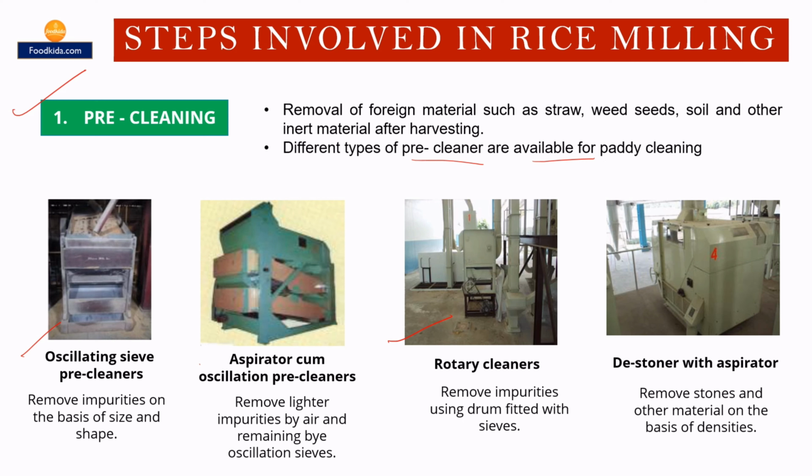This type of cleaner consists of one or two drums, and each drum consists of mesh of different sizes of perforation in the shape of hexagons or squares, and it also contains an oscillating sieve. Here, impurities which are larger in size than the grain are removed first through the drums, and then the paddy falls onto the oscillating sieves, which remove the heavier impurities like stones. Now the fourth one is the de-stoner with aspirator. This type of pre-cleaner removes stones and other foreign materials on the basis of their densities. So this is all about the pre-cleaning step.